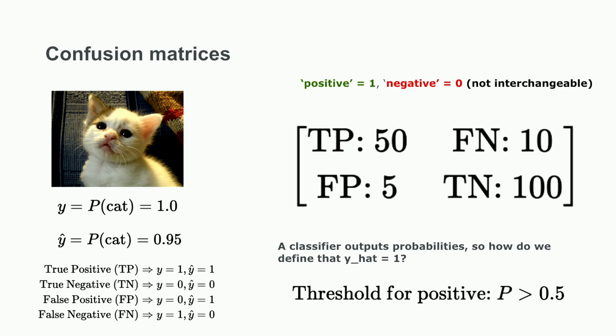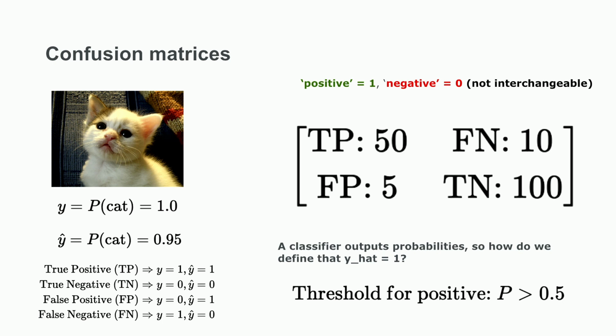So here we're going to start talking about confusion matrices. And we see here the output of the CAT classifier. The CAT image has a ground truth label of 1.0. It is a CAT, and our model predicts y hat 0.95. It is 95% confident that this is a CAT.